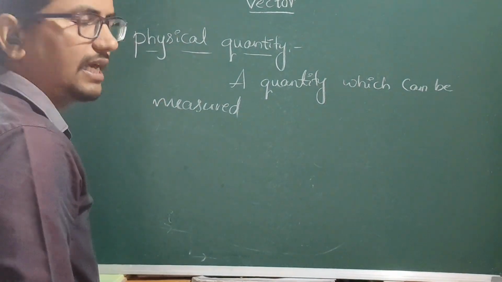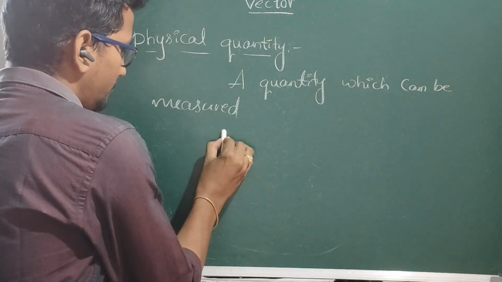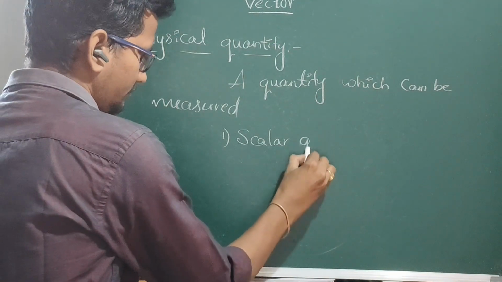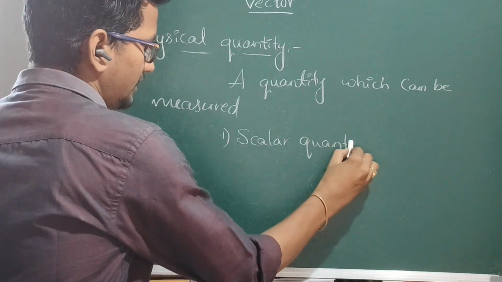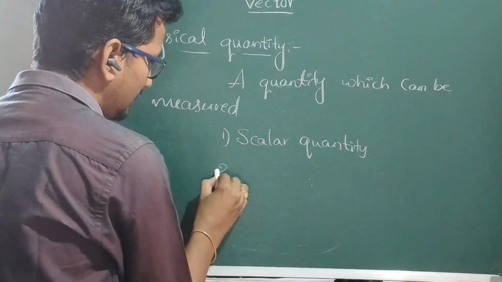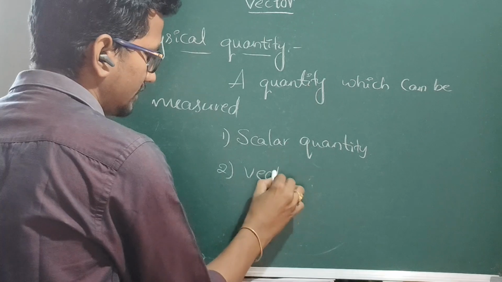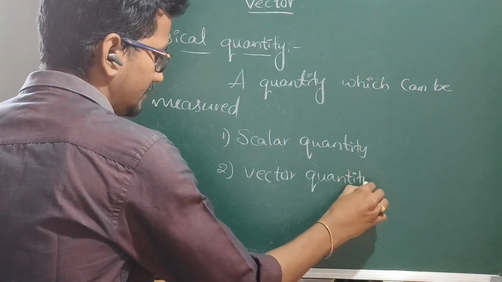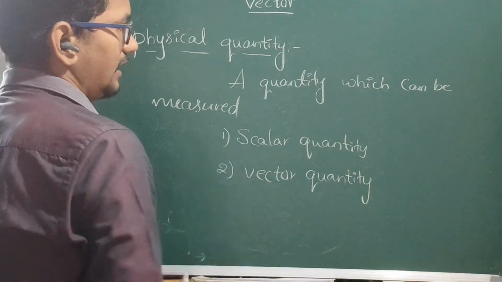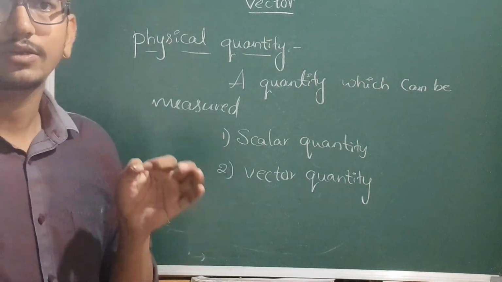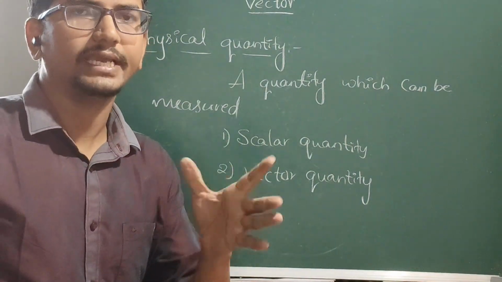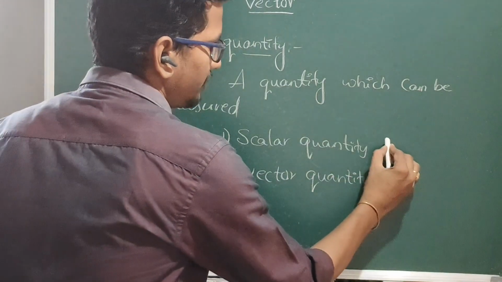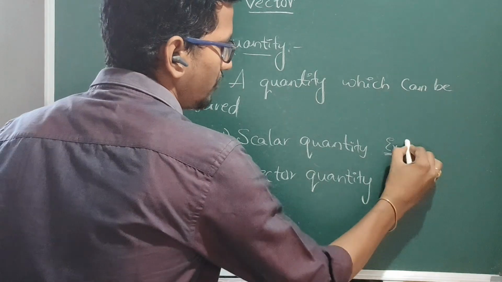These physical quantities are classified into two types. The first one is scalar quantity and the second one is vector quantity. Okay, what is a scalar? A scalar means a quantity having only magnitude. For example, let us take the mass of a body.